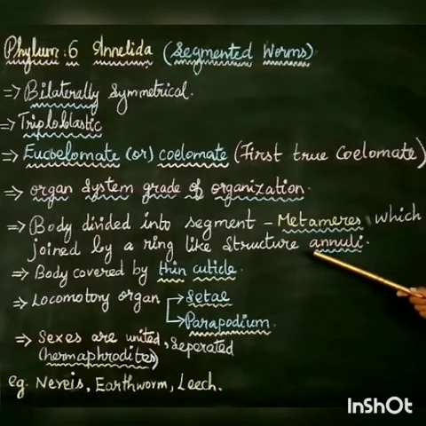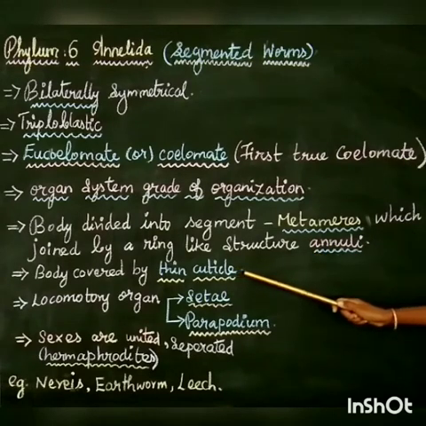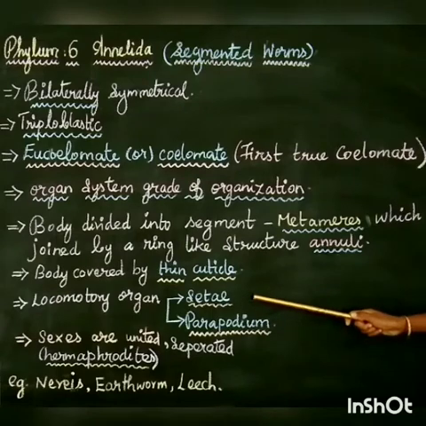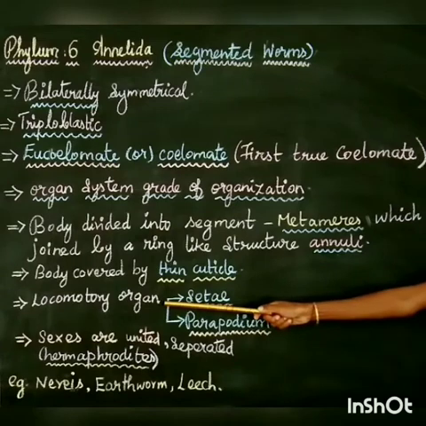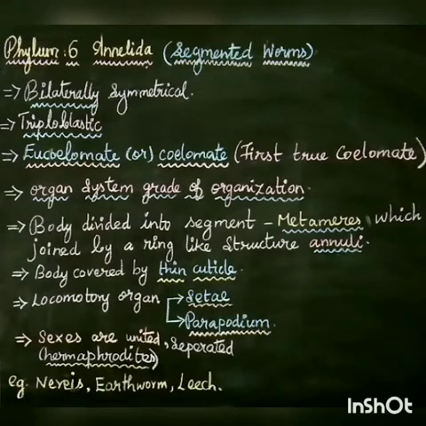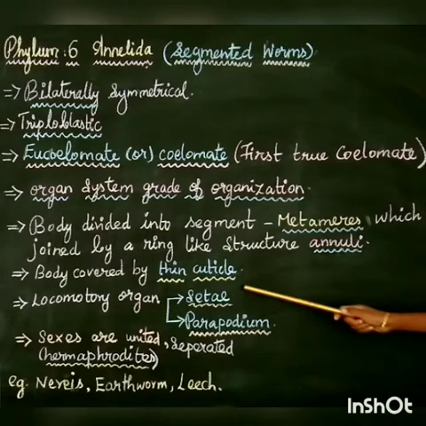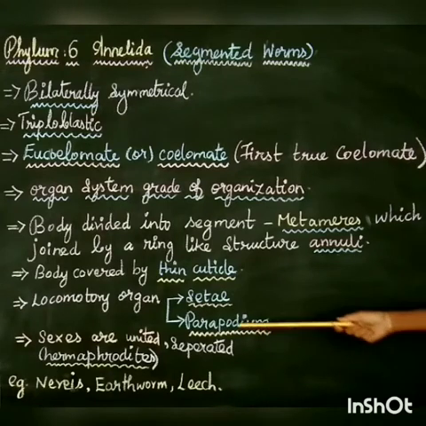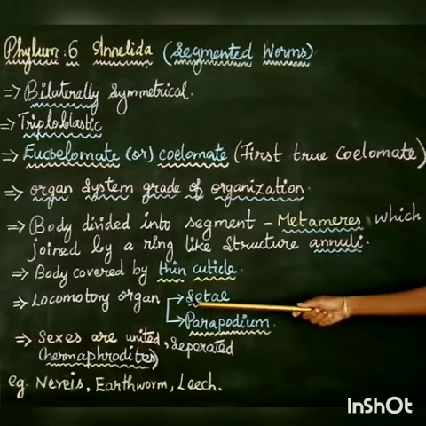Here also the body is covered by a thin cuticle, that is the outer covering of the body. Then what about locomotion? What is meant by locomotion? That is movement, how the animal moves. We move with the help of our legs. Then how do these worms move? Do they have legs? No, they do not have legs. They have organs called setae and parapodium. Setae and parapodium are the locomotory organs in the phylum Annelida.